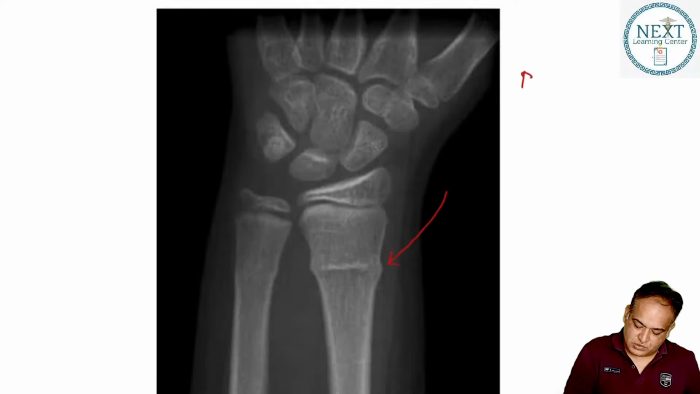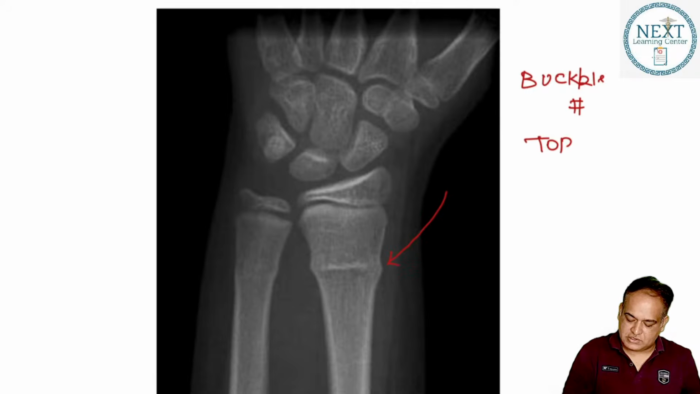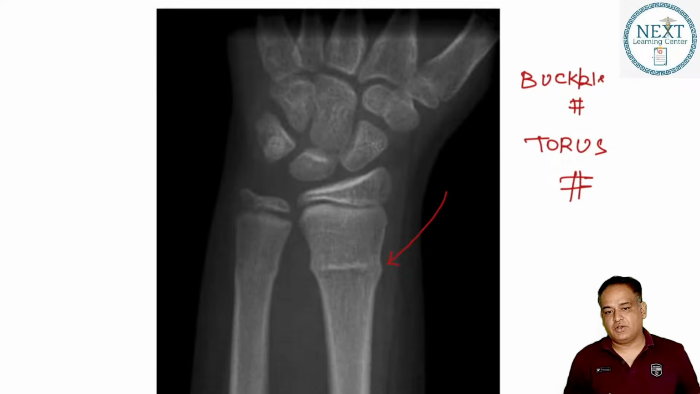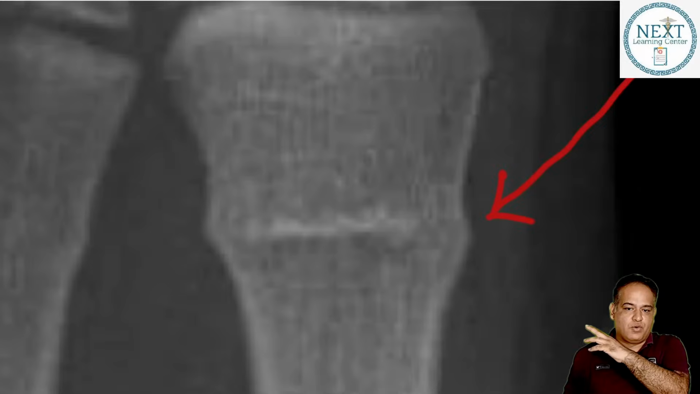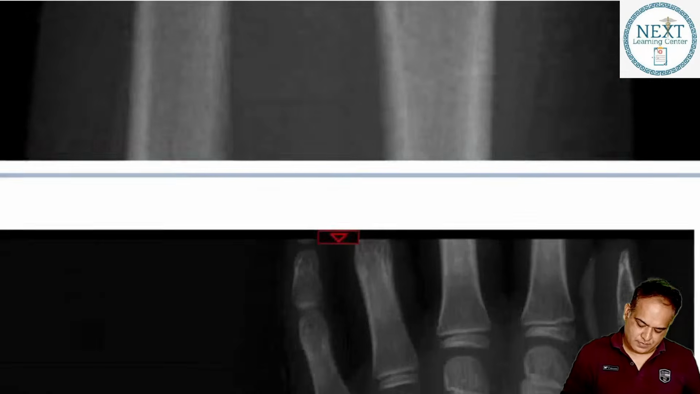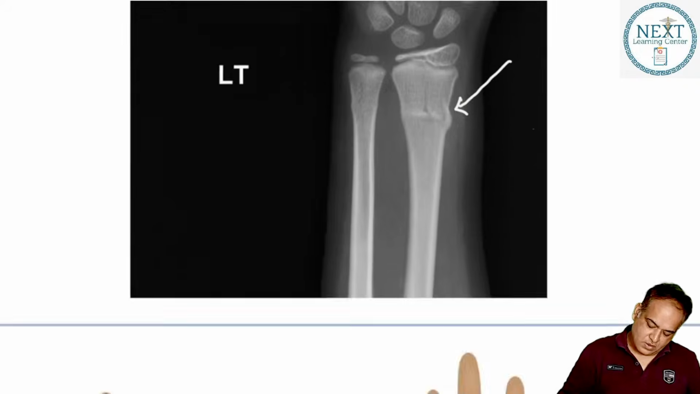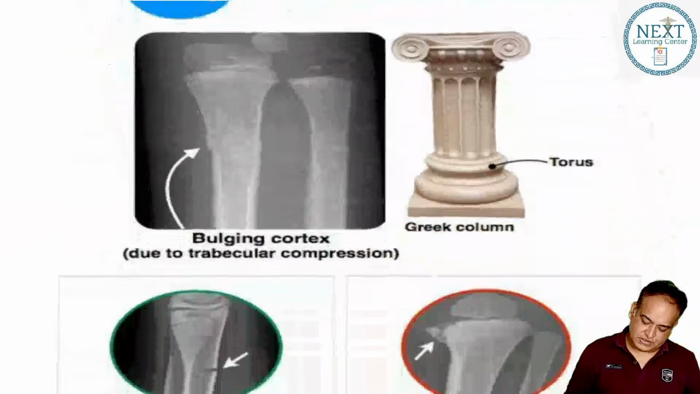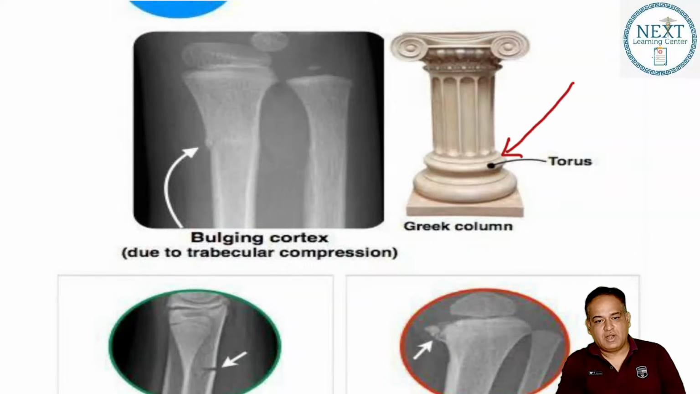So here what we get to see is something called as buccal fracture. Buccal fracture, also called as torus fracture. So you can see here that bone is bent. आप इधर देखिए, bone is bent. Torus fracture. Why it is called as torus fracture? पिलर के नीचे जो गोल गोल जगह है, इसको हम लोग टोरस बुलाते हैं. It is called as torus fracture. So it is buckling fracture. Buckle.